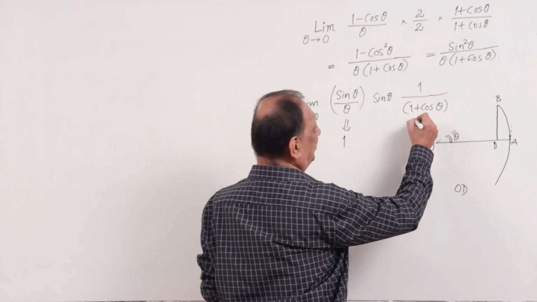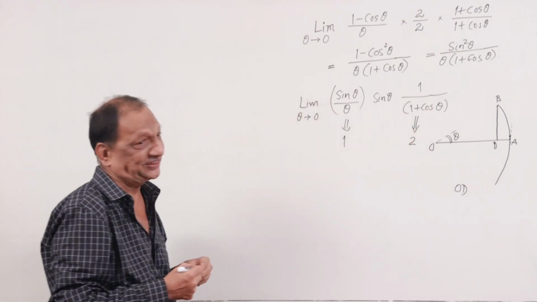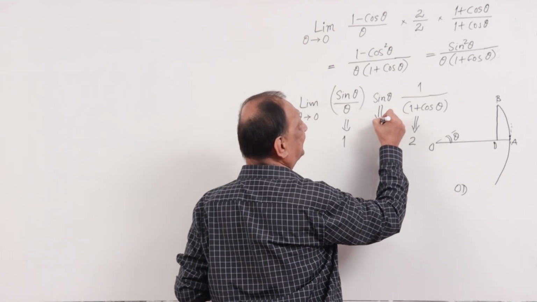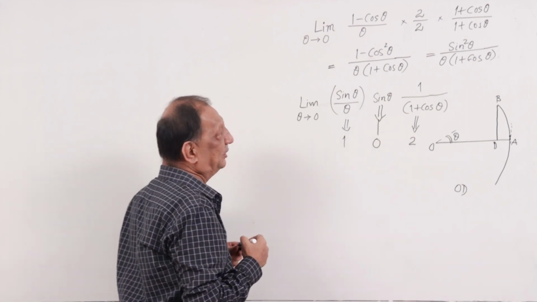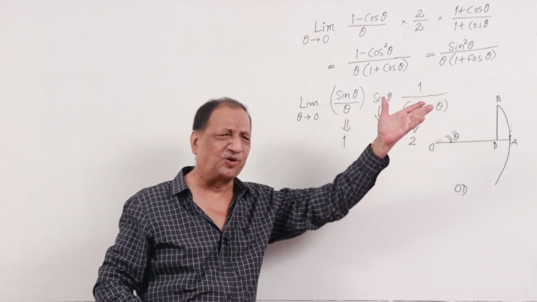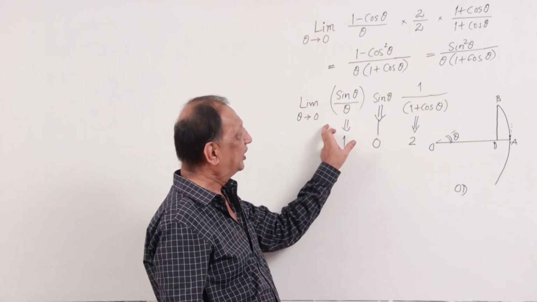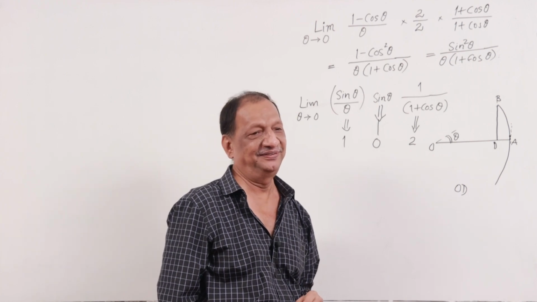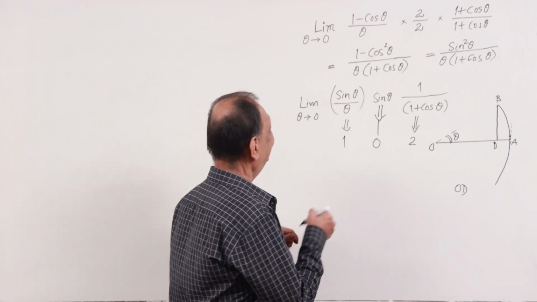And what is the limit of 1 by 1 plus cos theta? It is 1/2, also known, because cos theta is 1, so 1 plus cos theta is 2. And what is the limit of sin theta as theta goes to 0? It is 0. Multiplication by 0 is allowed, only division by 0 is not allowed. So therefore, the limit is 1 multiplied by 1/2 multiplied by 0, which must be 0. Correct? 0.